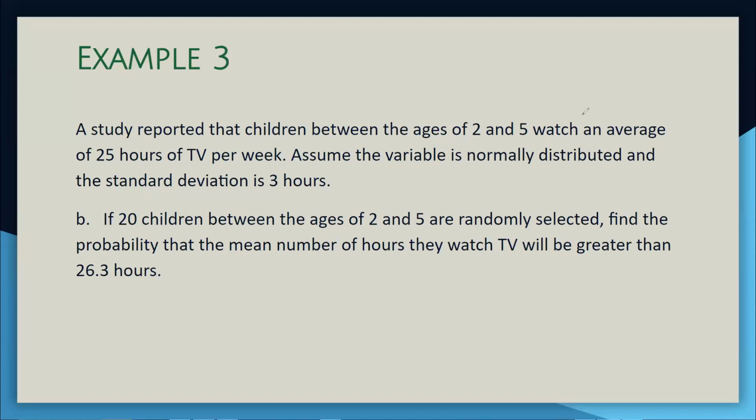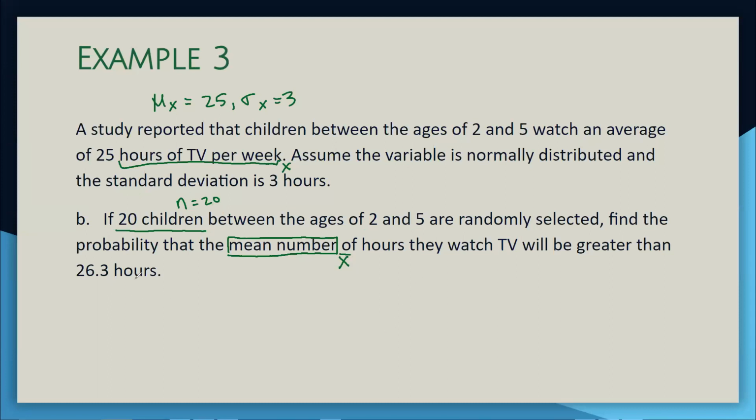For this next question, we're going to use that same base information. We know our random variable is hours of TV per week. We know that the population average is 25 and that our population standard deviation is 3. And then part B says, if 20 children are selected at random, find the probability that the mean number of hours they watch TV will be greater than 26.3 hours. So they give us a sample size, 20 children, and it says find the probability that the mean number of hours they watch TV. We're asked about a sample average and not a single person's number of hours.